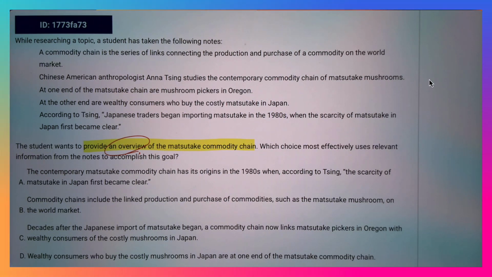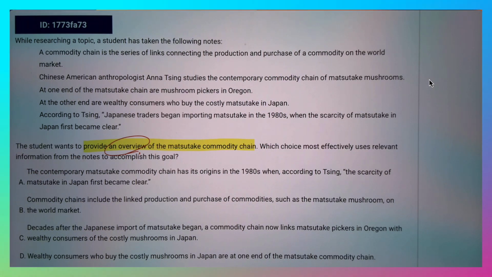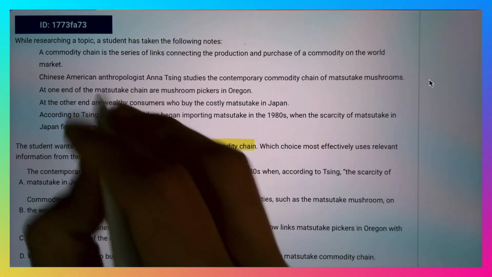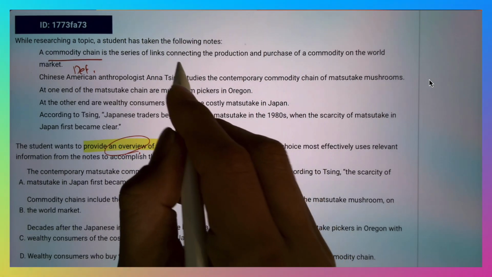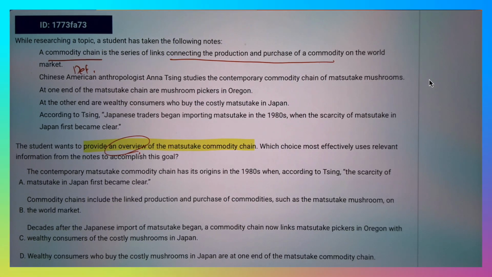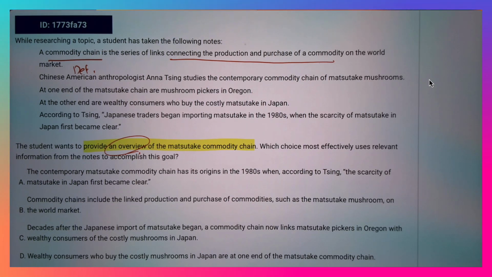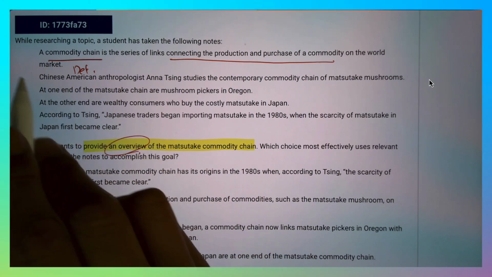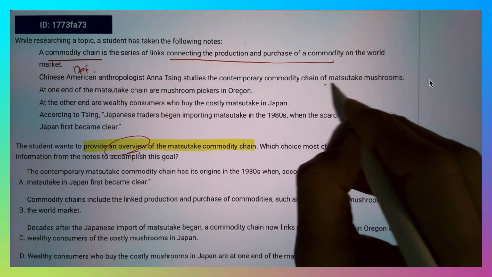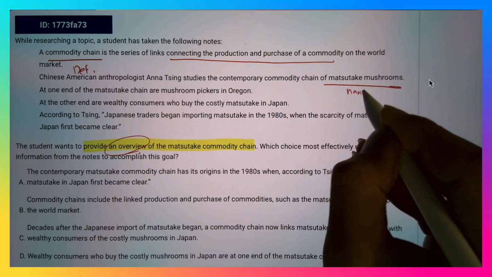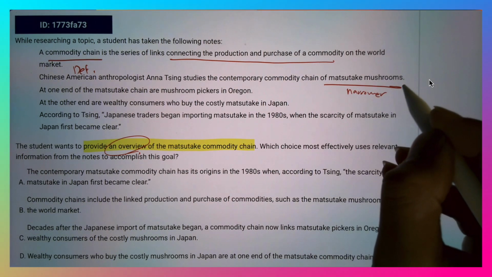A commodity chain is a series of links connecting the production and purchase of a commodity on the world market. So it starts with a definition of what a commodity chain is. Chinese American anthropologist Anna Tsing studies the contemporary commodity chain of Matsutake mushroom. So we are getting more specific. We start with commodity chain, and now we qualify that to the specific market of Matsutake mushroom. So this is a narrower topic in the commodity chain.